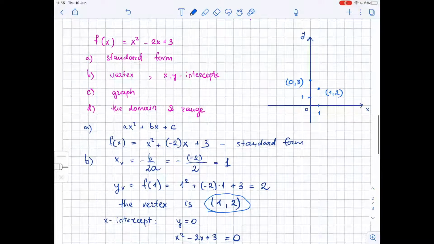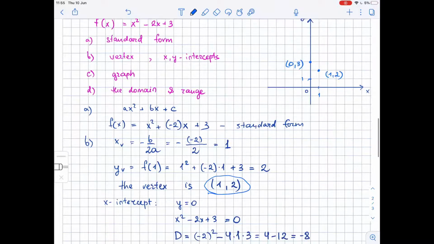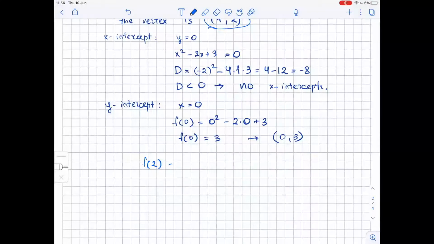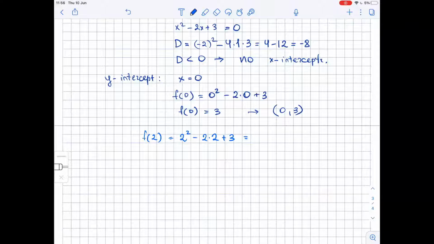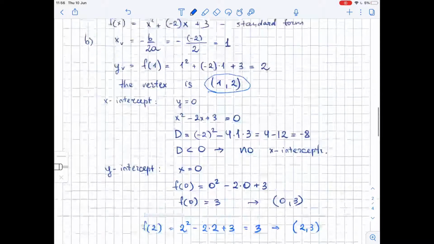And then, since we have a quadratic function, its graph is a parabola. To build a parabola, we need at least 3 points. So we need to find one more point. To do that, we can just substitute any value for x and find y. So for example, let's substitute 2 for x in our function. So let's find f of 2. It's equal to 2 squared minus 2 times 2 plus 3. So 2 squared is 4, 4 minus 4 plus 3 is 3. So we get another point, which is 2, 3.